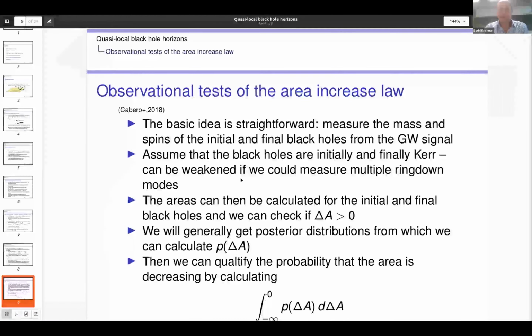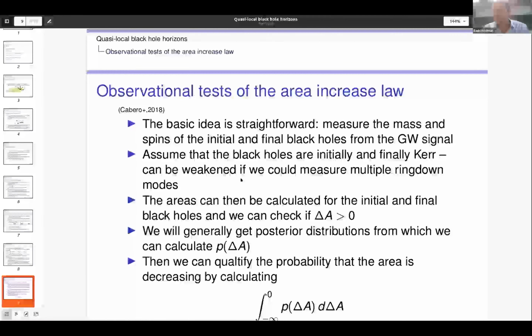So as I said, you measure the mass and the spins of the initial and the final black hole separately, directly from the gravitational wave signal. So this means that from the early part of the signal, which is an inspiral signal, it's a different scenario than for the final part, which is a ringdown signal. And then once you have these initial and final parameters, you can hope to test the area increase law. And you assume that the black holes are initially and finally Kerr. That's a reasonable assumption, and you can weaken this assumption if you independently confirm that the final black hole is Kerr.